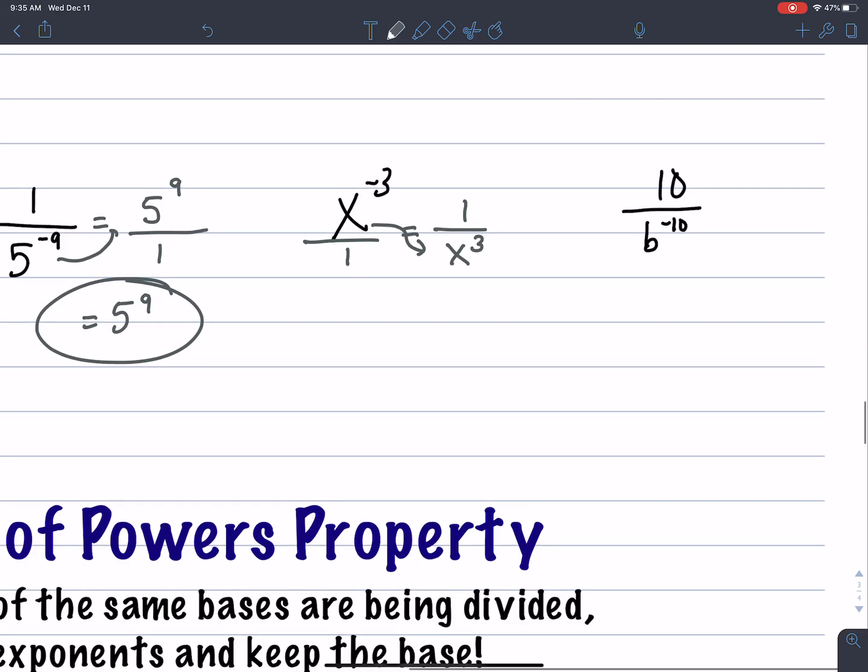Same thing with something like this. The b to the -10th is in the denominator, so it would go to the top. Now there already was a b to the 10th on the top, so when I move those b to the 10ths there, I multiply them together. And if I remove everything from the bottom, I replace it with a 1. So I could simplify as 10b to the 10th.